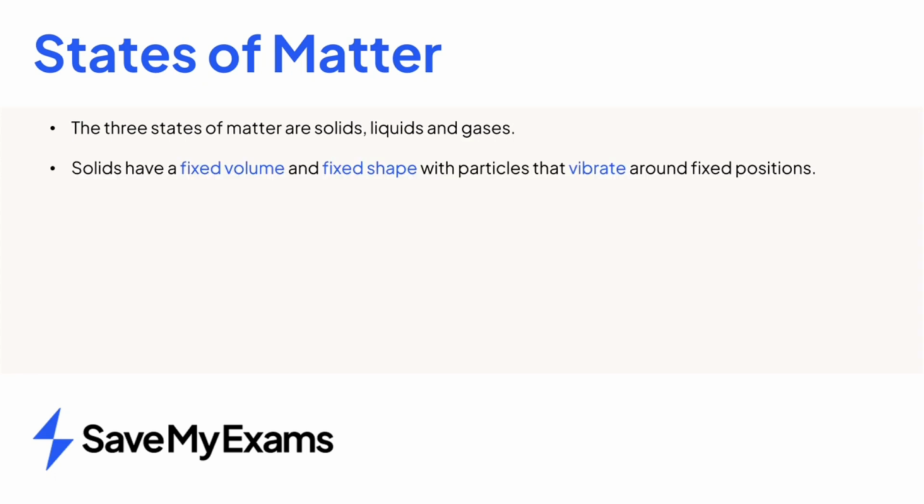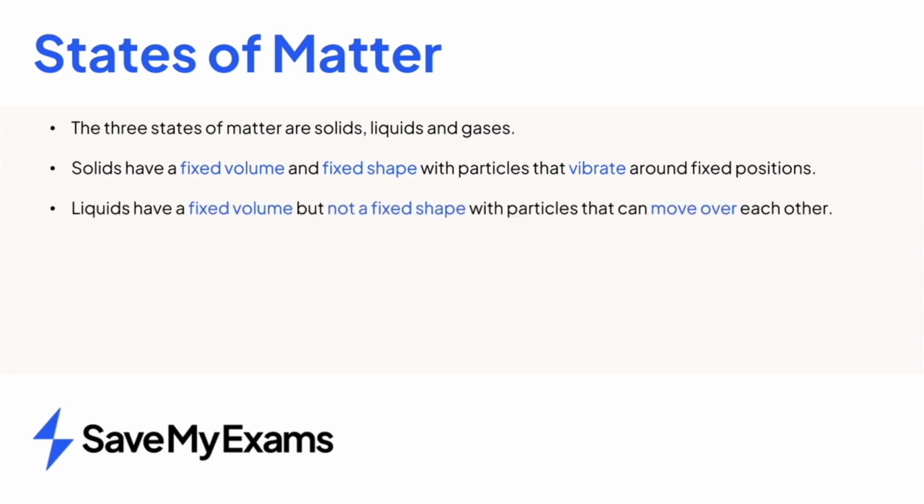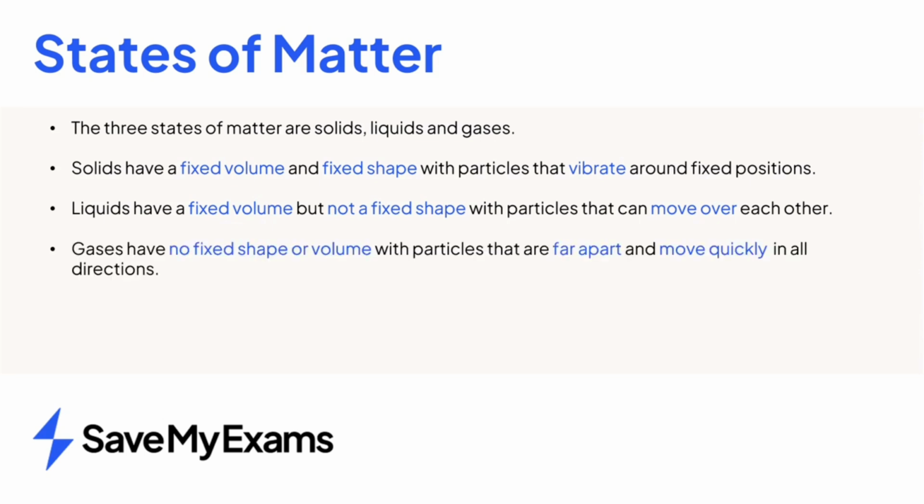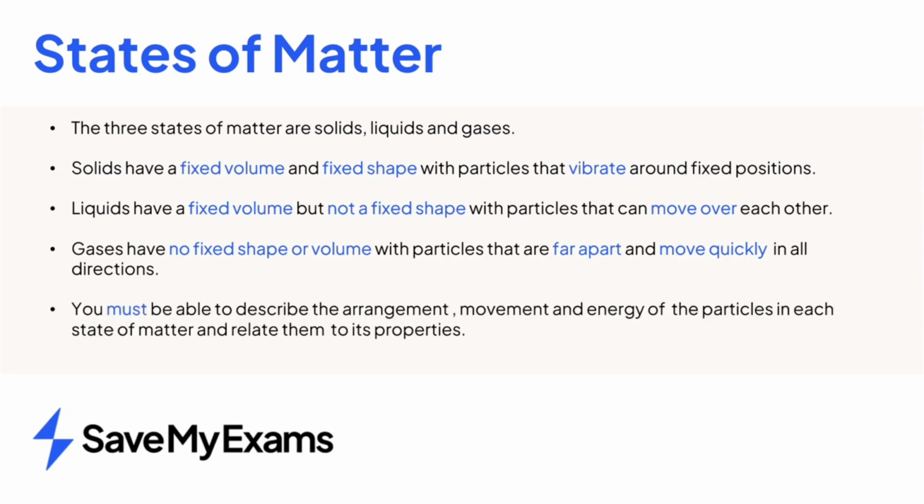To summarise, there are 3 states of matter: solids, liquids and gases. The particles in a solid vibrate around fixed positions, meaning that solids have a fixed shape and a fixed volume. The particles in a liquid are able to move over each other, which means that liquids have a fixed volume but not a fixed shape. The particles in a gas are far apart and move quickly in all directions, meaning that gases have no fixed shape or volume. Make sure you can describe the arrangement, movement, separation and energy of the particles and relate this to a substance's properties.